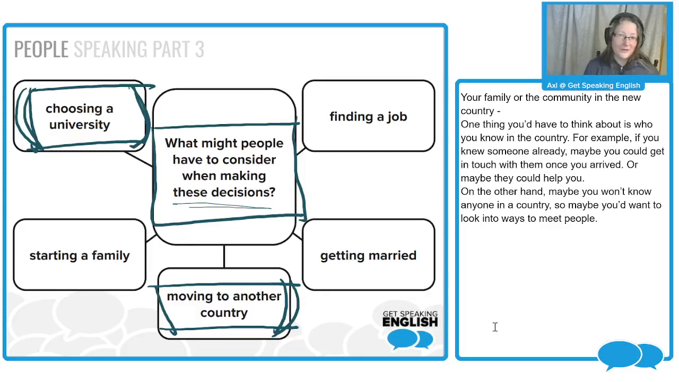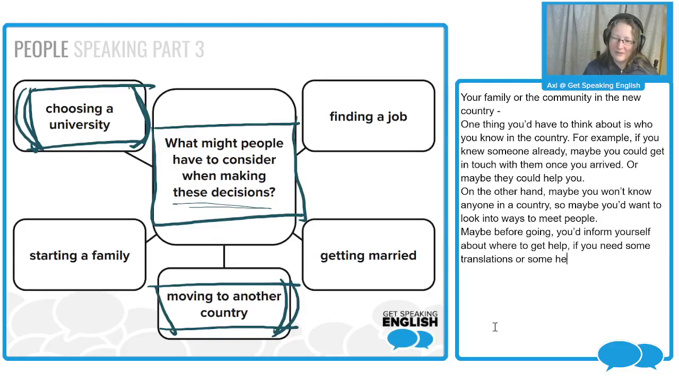Yeah, there's a lot of huge problems that could come up if you don't know the local language, right? So that's a huge thing too, right? So maybe before going, you'd inform yourself about where to get help if you need some translations or some assistance, because there's a language barrier. Maybe something like that, right? So those could be things that we could think about, right?